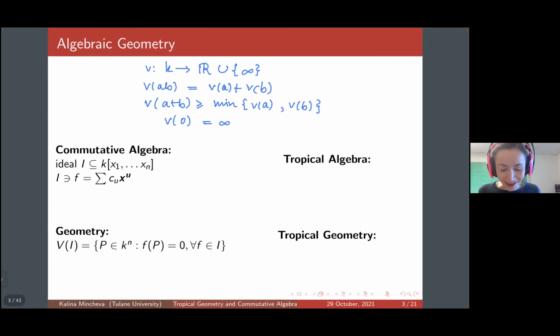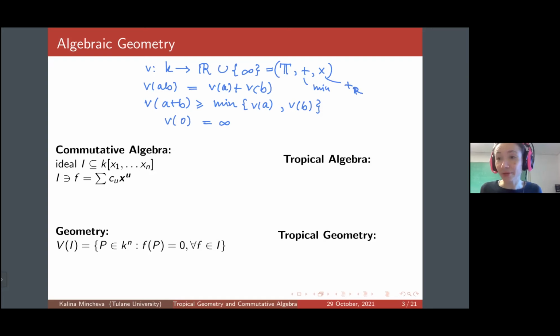Now, I'm going to denote the set very suggestively by T with plus and times, where here the plus, we saw, is going to be something different. It's going to be minimum, and the times is going to be the usual addition of real numbers. So this will be my tropical semifield, the set with these two operations.